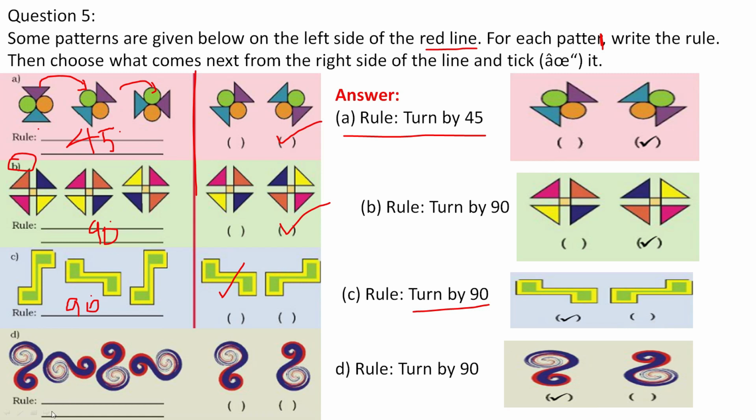Now D, last one in this. What rule followed? Turn by 90 degree. Each pattern is turn into 90 degree. 90 degree when it is turning, it will come like this. Then 90, 90, 90. So what will be the answer? The first one will be the answer.